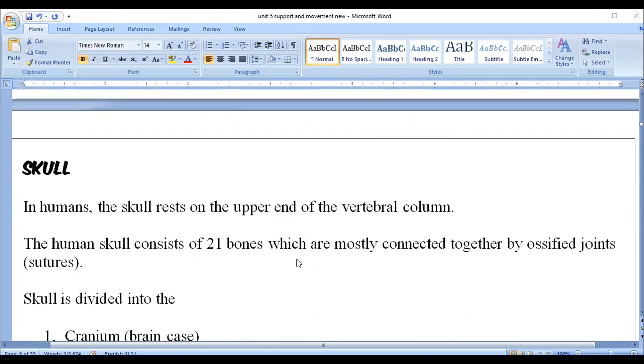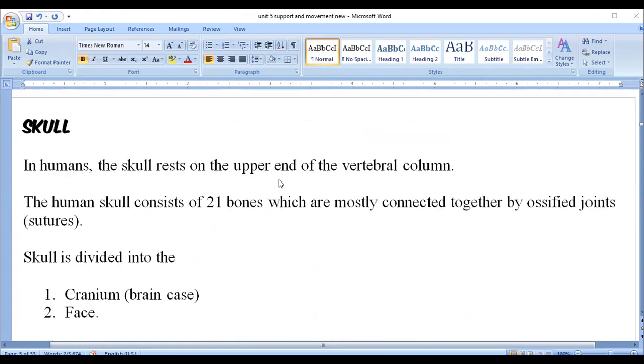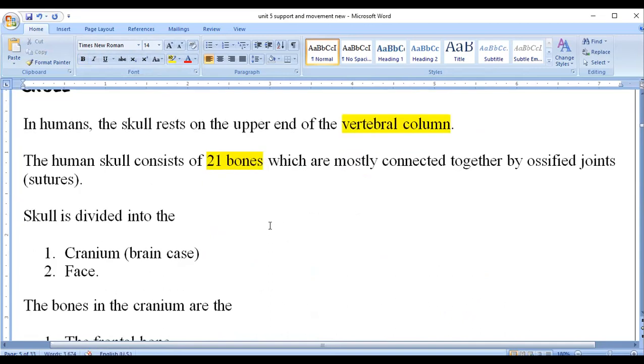Skull. The human skull is kept on the vertebral column. It is the vertebral column that gives support to the human skull. Our skull moves on the vertebral column. The human skull is made of 21 bones. These 21 bones are connected to each other by ossified joints.